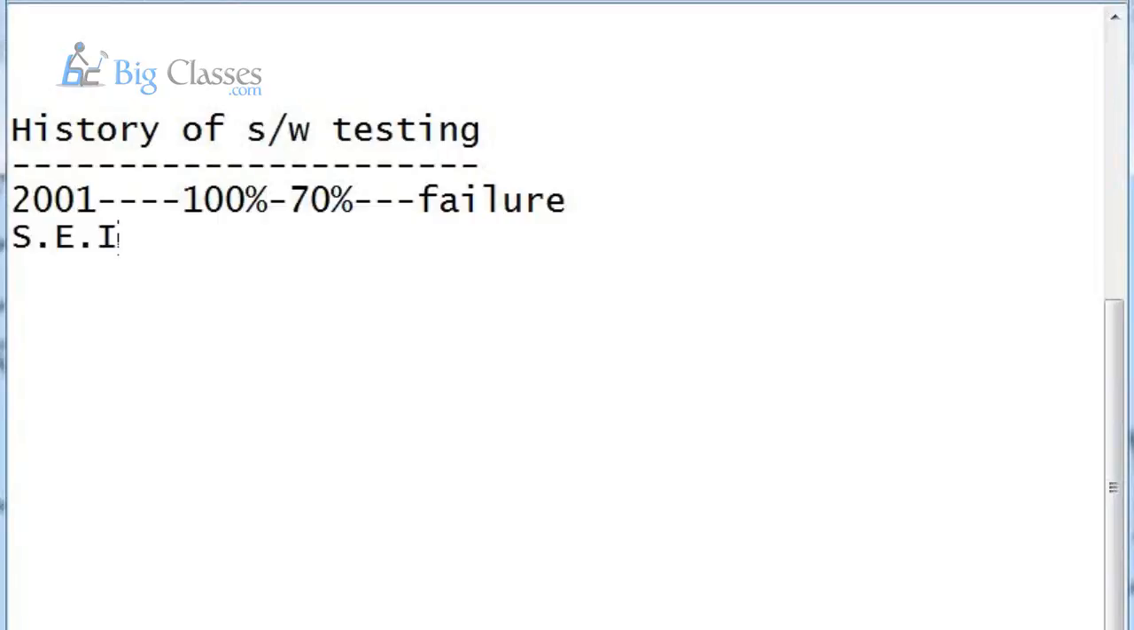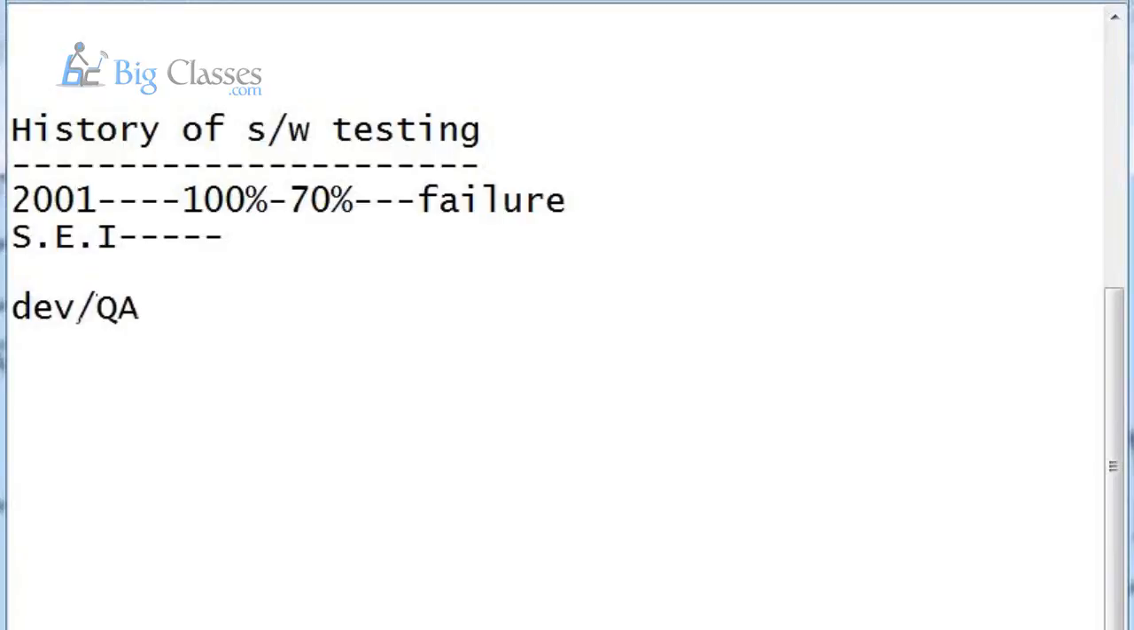So finally, SEI analyzed the failures, prepared some guidelines, and gave those guidelines to IT companies. What are the guidelines? After completion of development, before releasing to the customer, the application should be tested by a separate person, a quality analyst, called a testing engineer.